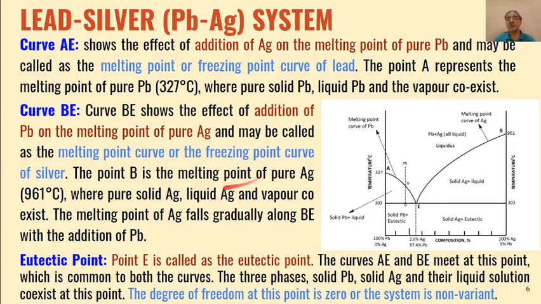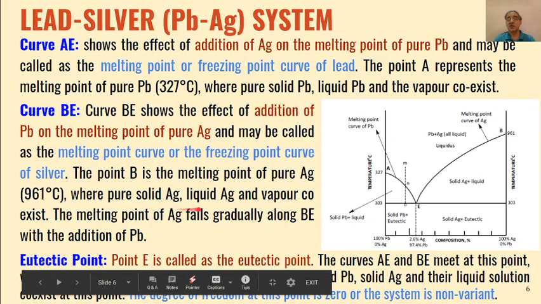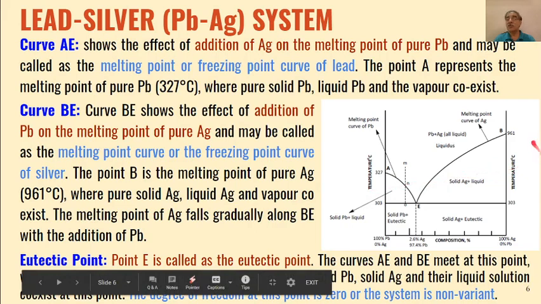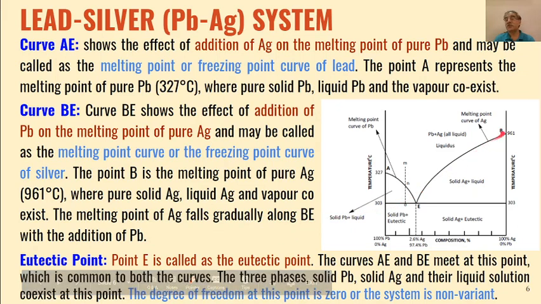As I've told you, the melting point of pure silver is 961, where pure solid silver, liquid silver and vapor coexist at this point. And the melting point of silver falls gradually along B with the addition of lead. As I told you, this goes on decreasing.